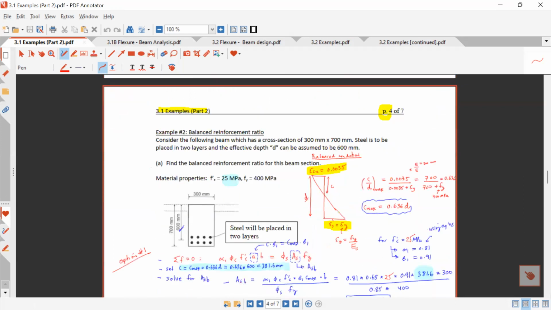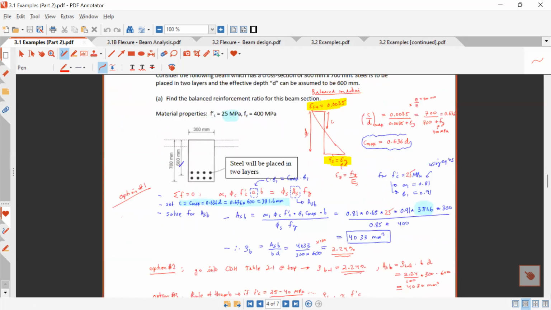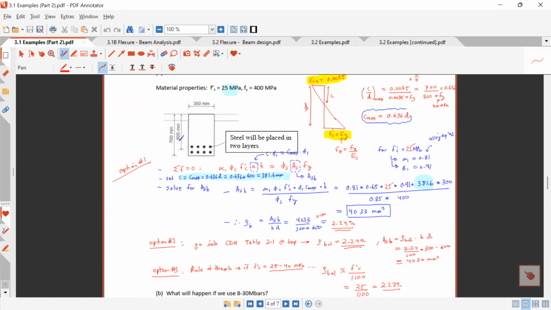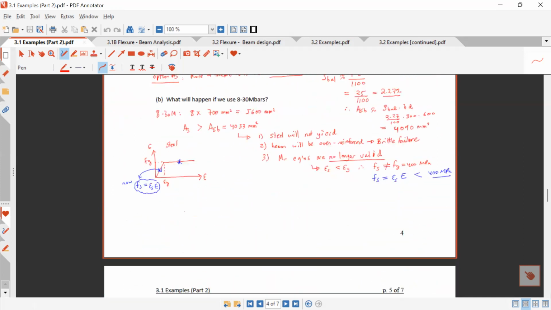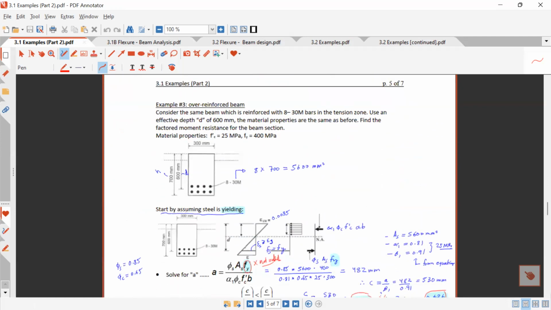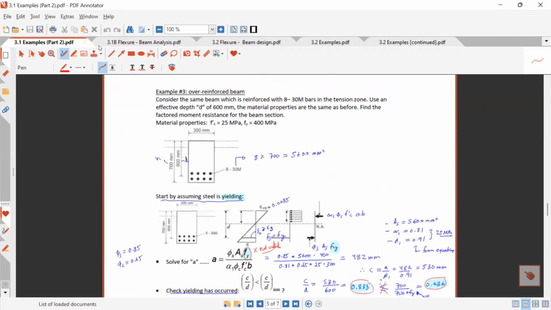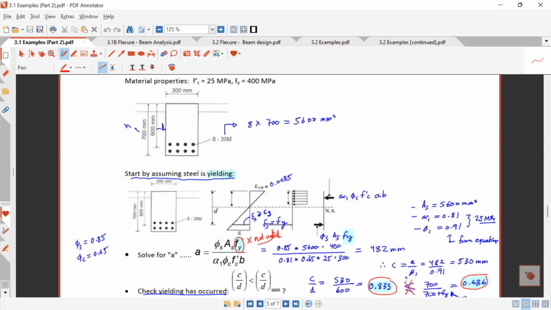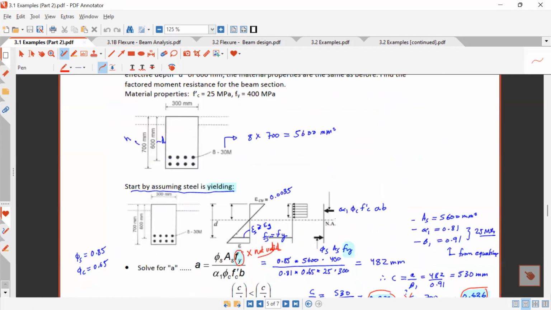Then we saw how to calculate the balance steel ratio. You have it on your assignment. We saw 3 methods to get the balance steel ratio. And then we started an example where we had an over-reinforced beam. When we have this over-reinforced beam, this AS is larger than the AS balance, right? In this example, we had AS larger than AS balance, which we had found is 4,033 millimeters squared. But we mentioned we don't really need to do this comparison.